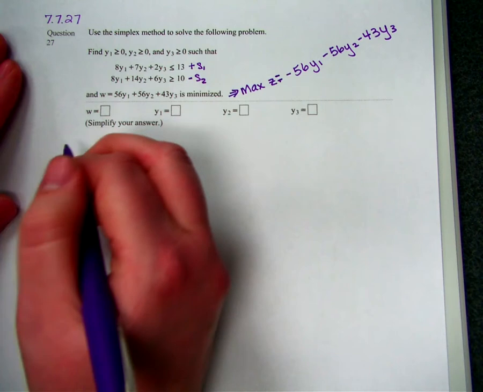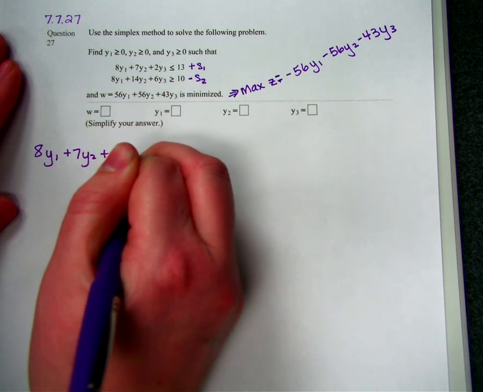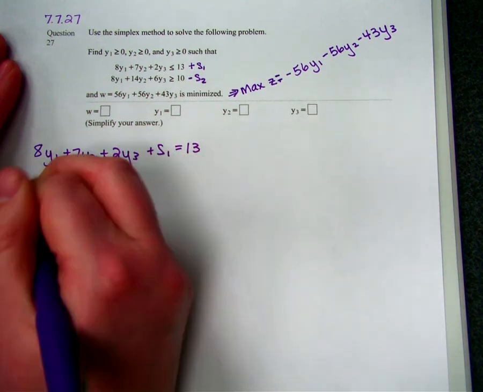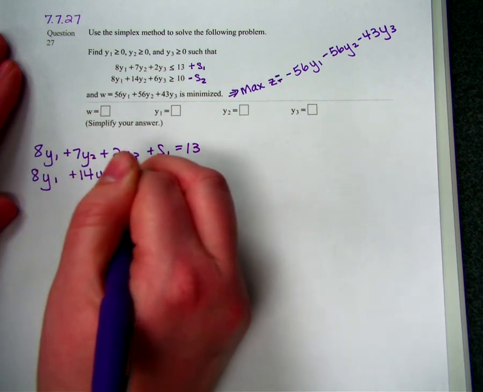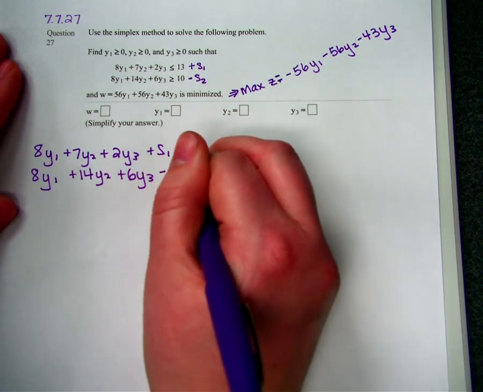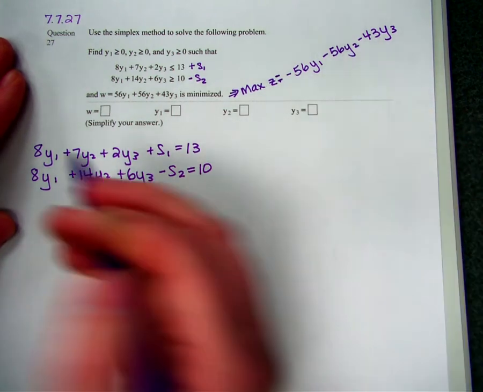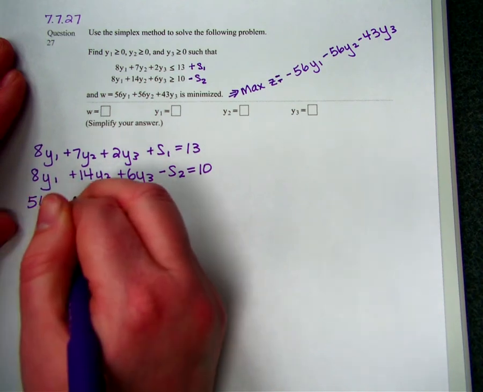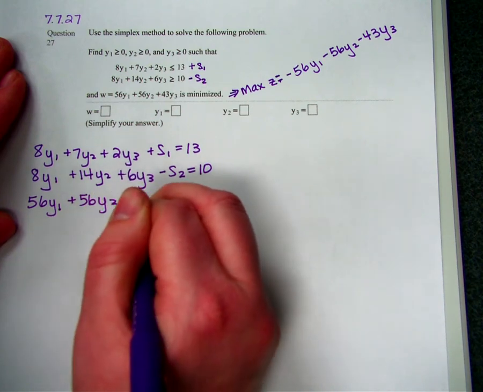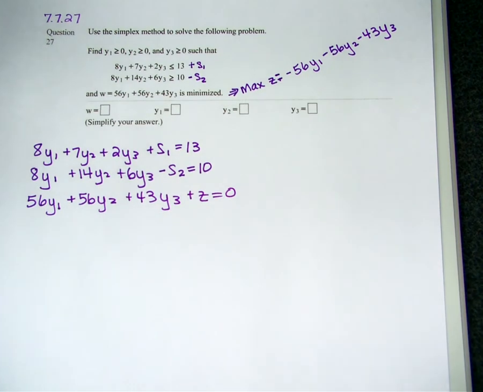So rewrite your linear inequalities as equations. We have 8y1 plus 7y2 plus 2y3 plus S1 is equal to 13. And our second inequality looks like 8y1 plus 14y2 plus 6y3 minus S2 is equal to 10. And our objective function, same as before, we'll take all of these variables, move them to the left side with our z. So this looks like 56y1 plus 56y2 plus 43y3 plus z equals 0. Okay, so these are the first two steps for solving a linear programming problem using the simplex method.